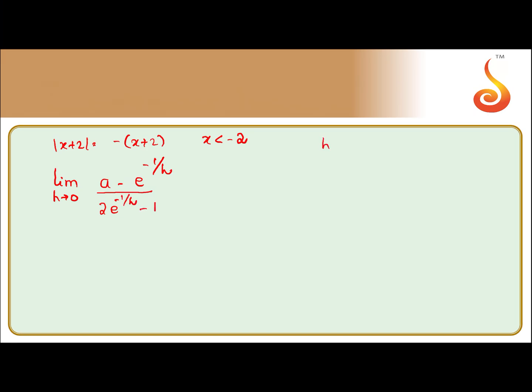Now, as h tending to 0, 1 by h is tending to infinity, minus 1 by h is tending to minus infinity. So what ultimately we get? A by minus 1, because e to the power minus 1 by h will tend to 0. This is equal to the left hand limit. So, left hand limit we got as minus a.